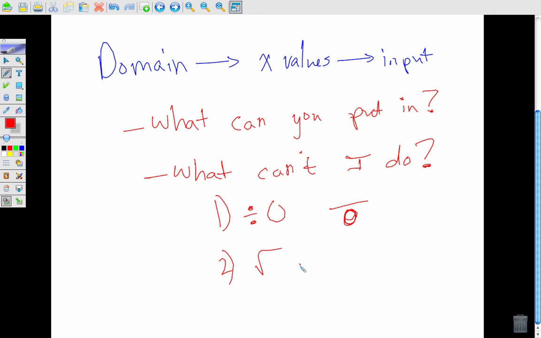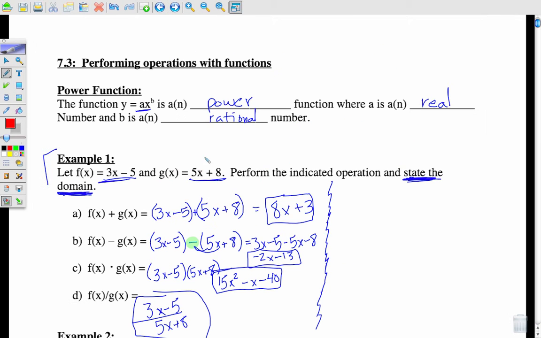And number two thing you can't do is you can't have the square root of a negative number. Meaning if you ever get a square root and this is a negative, that's where we got into the i stuff. So you can't do that either. As long as one of these two things isn't happening, the domain, the question is, what can you put in? The answer is everything. The only thing you wouldn't be able to do is if it's being divided by 0 or square rooted by a negative number.